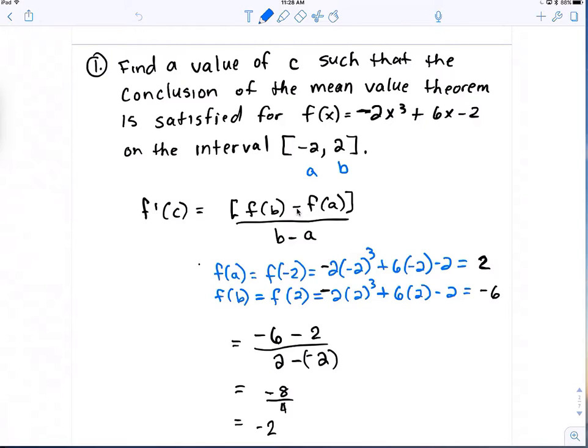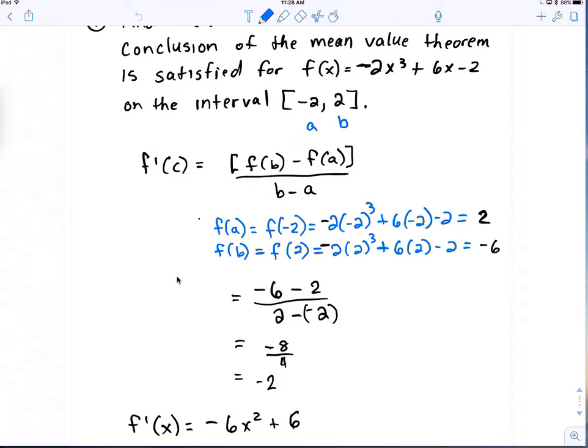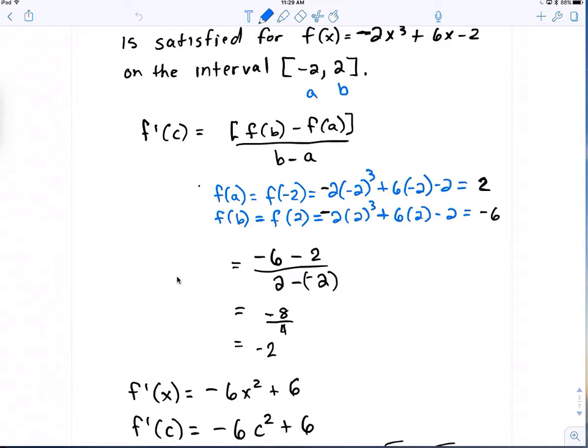All right, the next thing we want to do is evaluate f prime of c. Well, the first thing we have to do is find the first derivative anyway. What is the first derivative of our given function? Just -6x squared plus 6, right? Okay. What does it mean when I tell you to take the first derivative at c? Everywhere there's an x, you plug in a c. Right, good. So f prime of c is simply -6c squared plus 6.